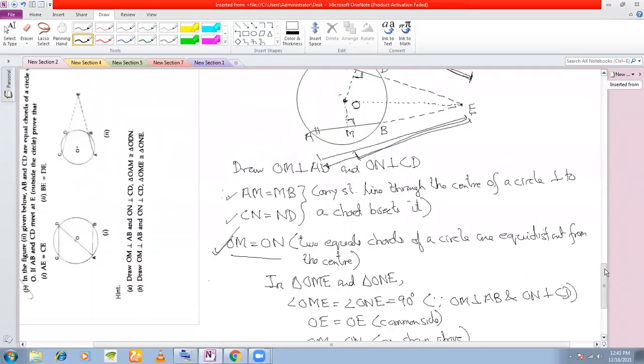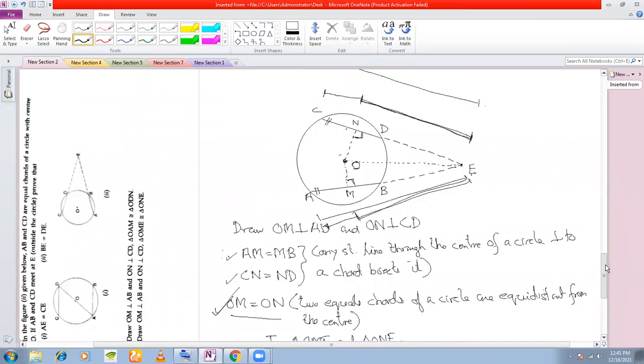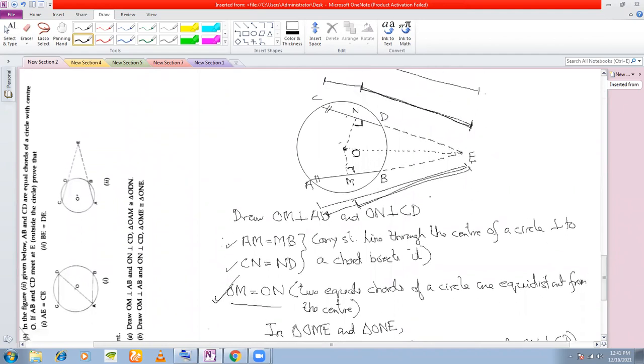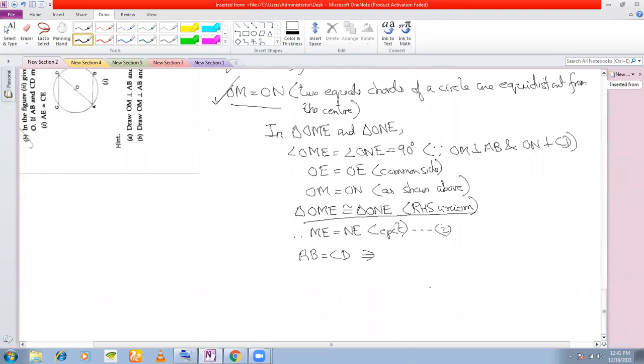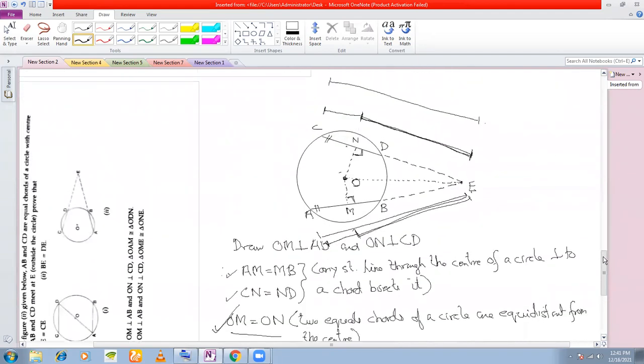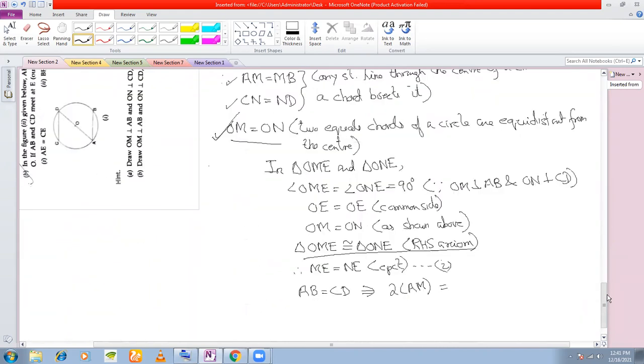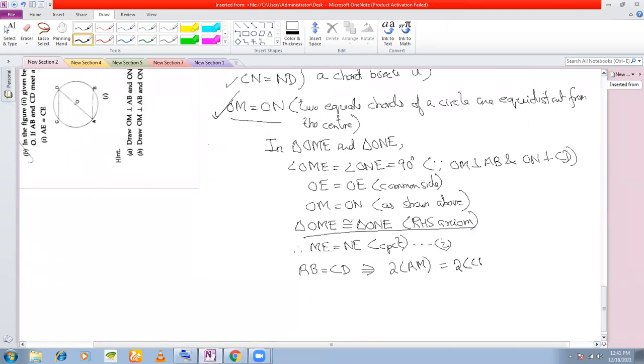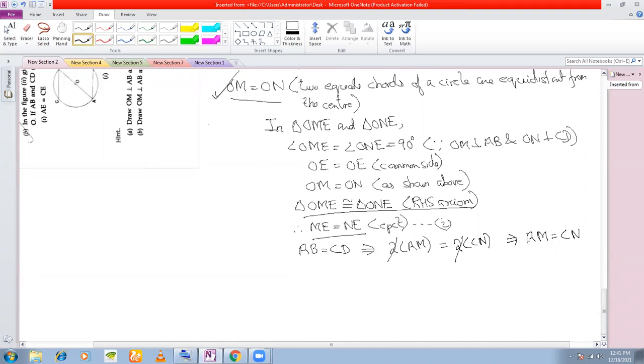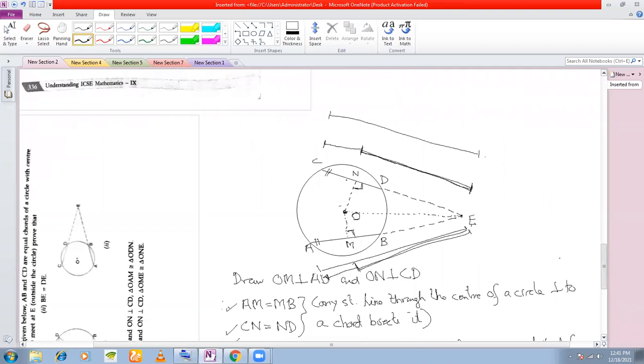Okay. So now once I have chord AB equal to chord CD, AM must be equal to MB. So AB can be written as twice of AM, right? Because OM bisects AB, and CD can be written as twice of CN, right? So that means we have AM equal to CN, because these twos cancel. Now you see that ME and NE, if I add AM and CN, I'm going to get AE and CE.